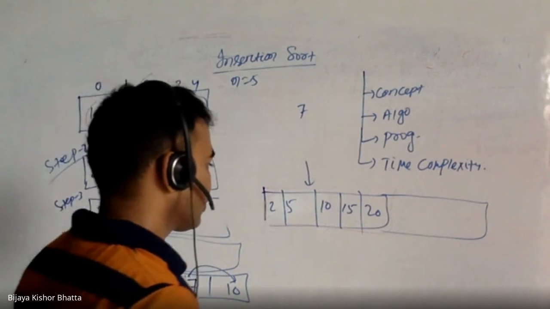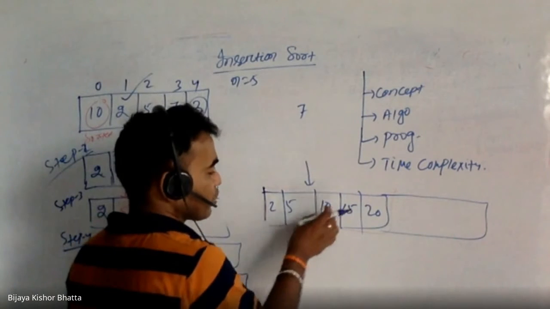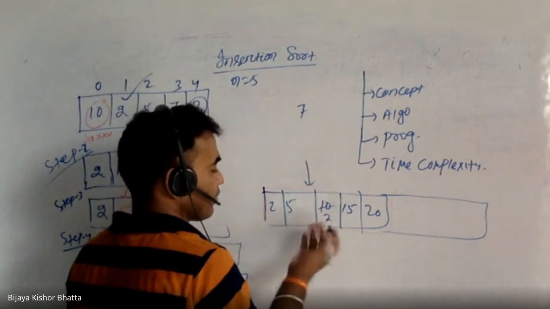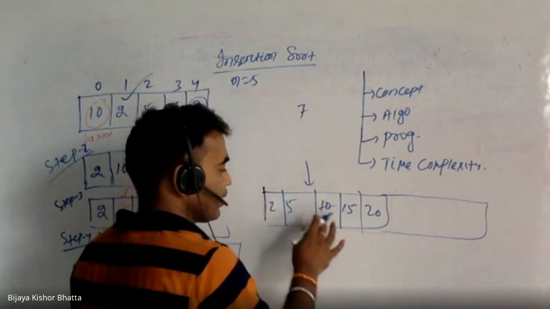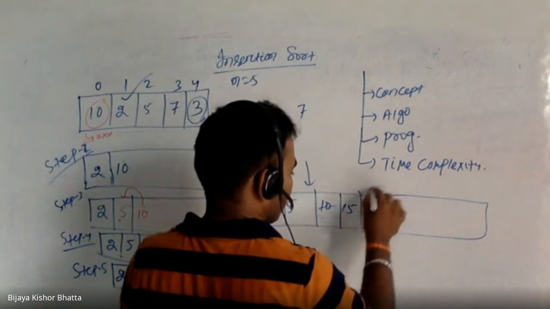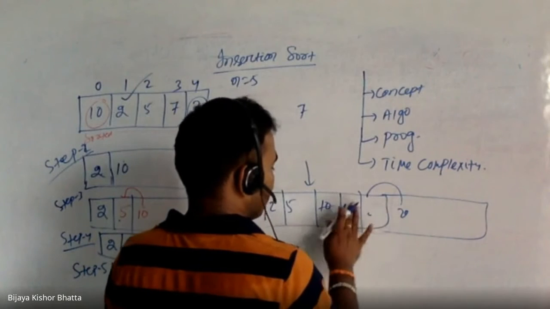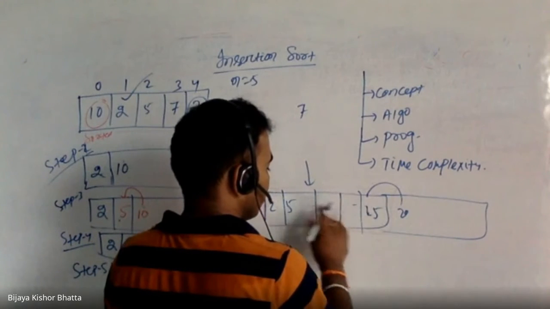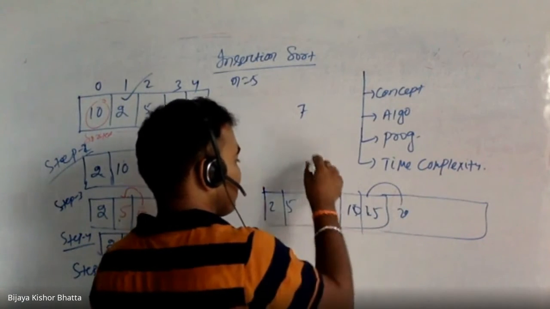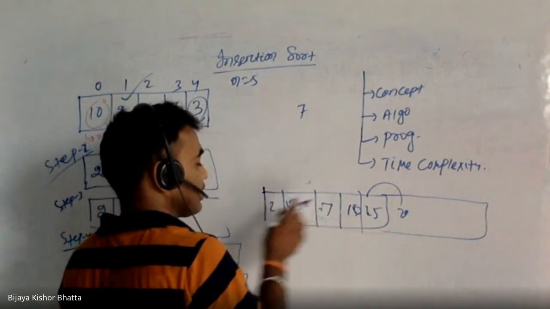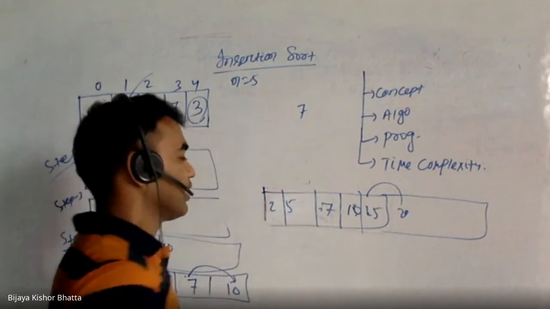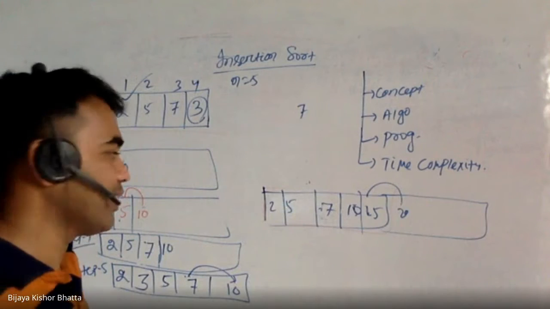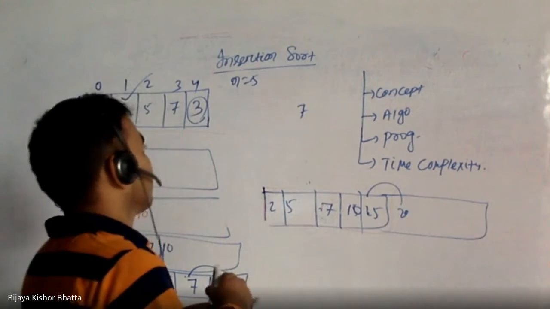But whenever you write the code, you need a space, because you cannot just remove 10 and put 7. Where would 10 go? You cannot do that. So that's why you shift one position. 20 will go here, 15 will go here, 10 will go here. Now there is a space. Since 7 is a lesser element, you can put 7 there. That is the basic idea of insertion sort.